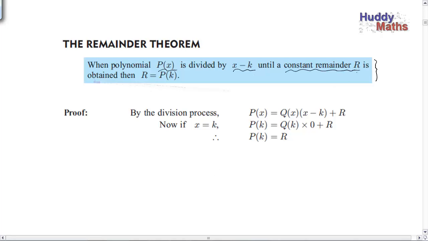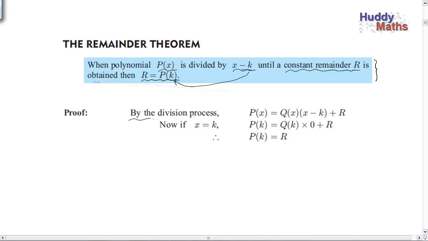So when polynomial p of x is divided by x take k until a constant remainder, so you can't do any more divisions. So yeah, if you're dividing a quartic by a linear factor, you've got to keep going until there's no x's left. Okay, and just have the remainder. And then they're saying, well, the remainder is equal to what? The value not neg k subbed in, but k subbed into the polynomial. The opposite sign to that constant there, if you like. So let's have a look.